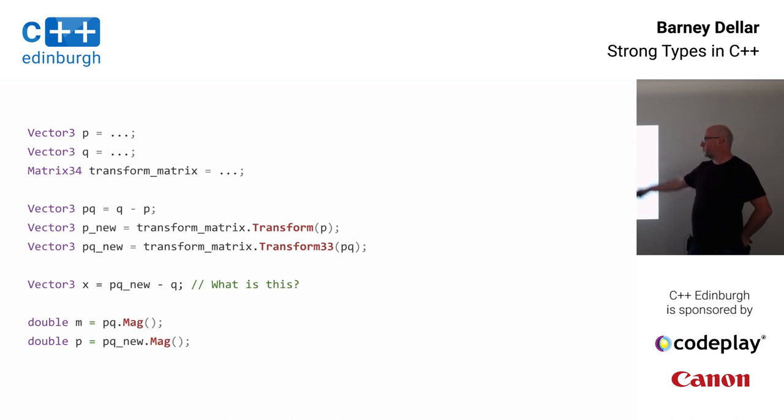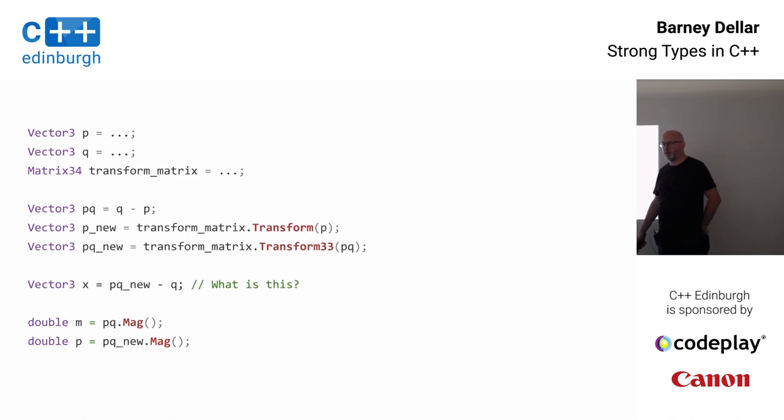We can create another one, which is PQ new minus Q, which is a vector in one space taking away a point in another one. I don't know what that means, but I have seen code like it. It's a bug. So we've got six vector threes, some representing points, some vectors, some in one coordinate space, some in another. And the compiler knows nothing about any of what I just said.